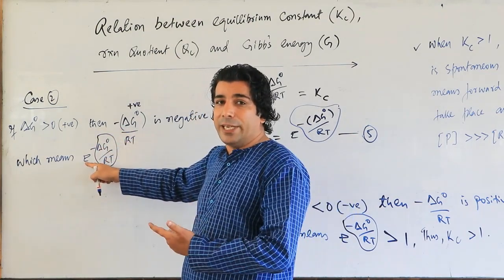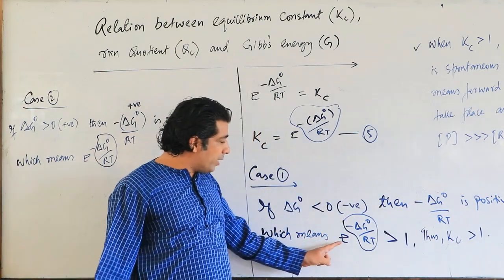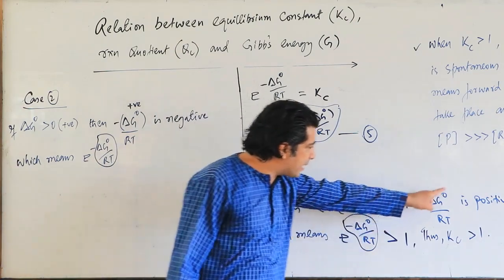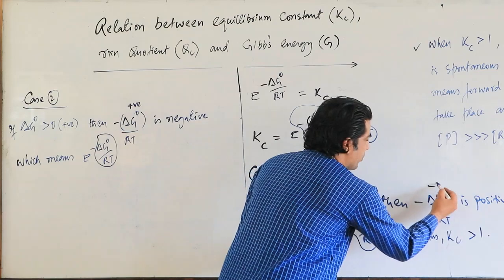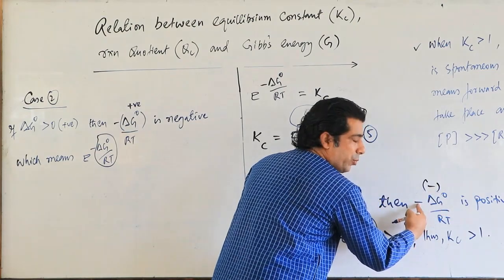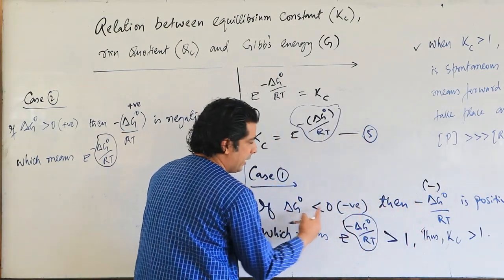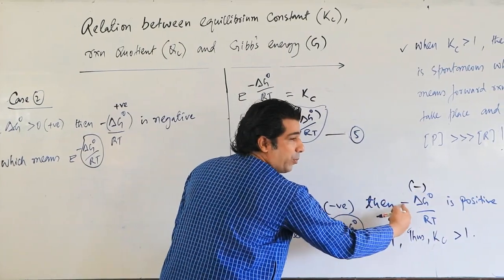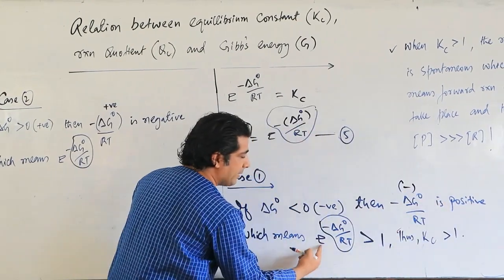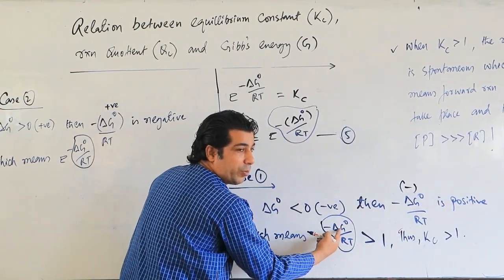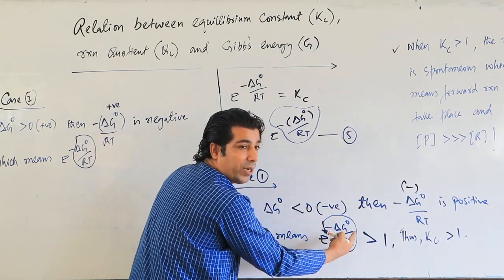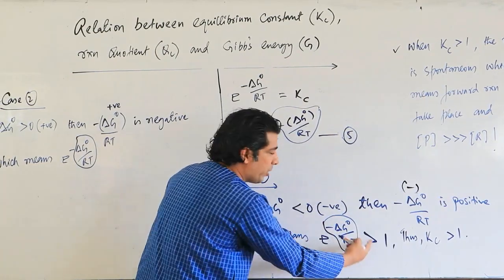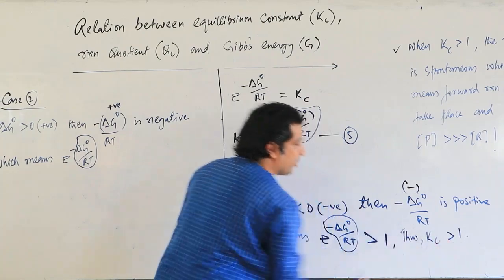In the earlier case, e was having a positive power, because delta G naught was less than 0, that is negative, and negative into negative is positive. So you have a positive expression and e has a positive power. When e has a positive power, that means 2.7 has a positive power, it will be greater than 1, and then Kc will also be greater than 1.